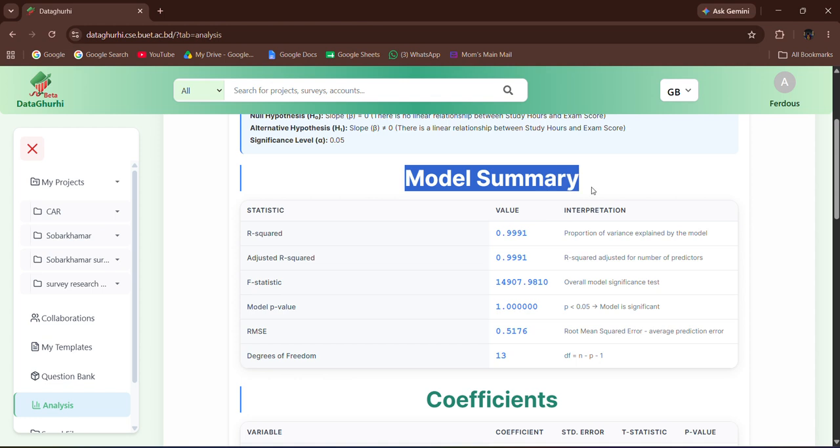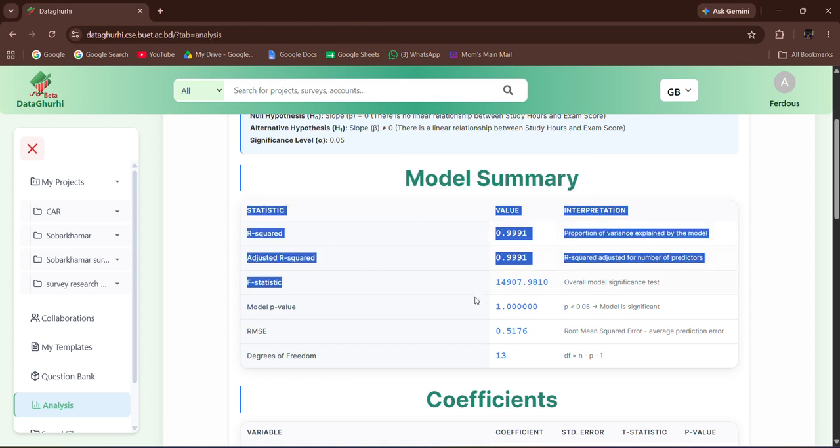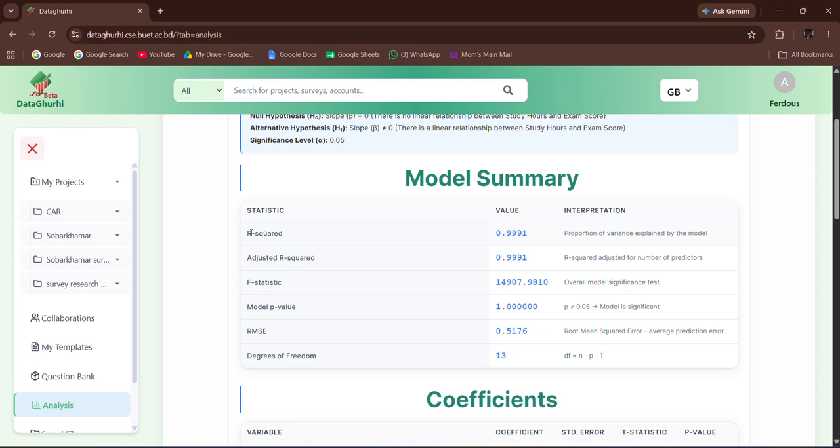Now the model summary. These are all the calculation results. The R squared is the proportion of variance explained by the model. The R squared, also called the coefficient of determination, measures how well the regression model explains the variation in the dependent variable.